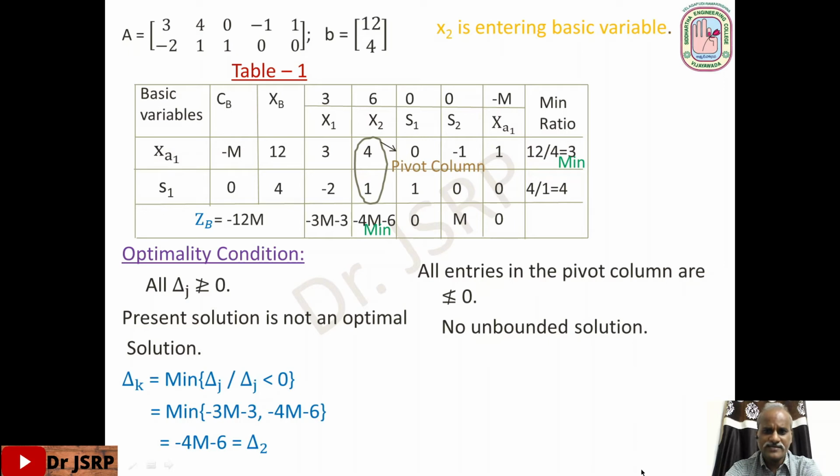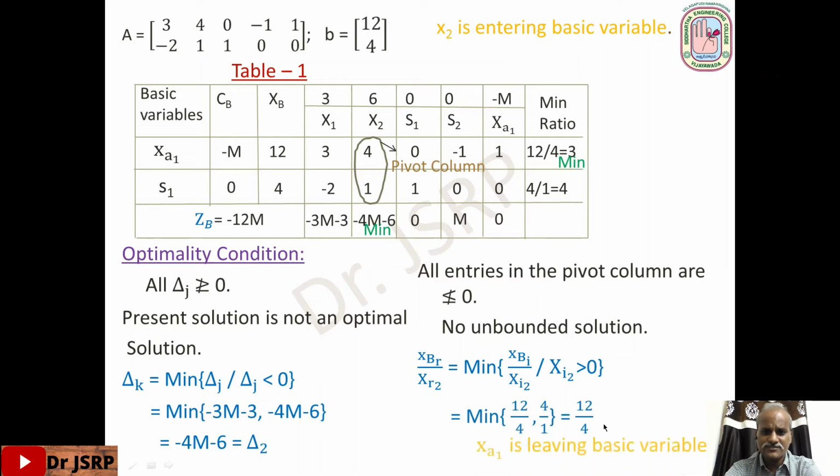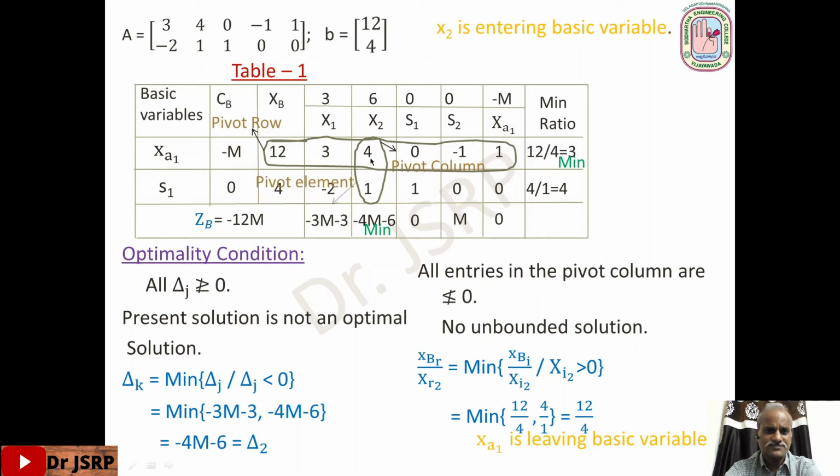Okay. Write in mathematical formula xbr by xrk, k means entering variable suffix, that is 2, equal to minimum of xbi by xi2 such that xi2 greater than 0. So take these two ratios. Minimum is 12 by 4. So xa1 is leaving basic variable. Circle this row. This is pivot row, and this is pivot element. Okay. Right. So in the next table, xa1 is replaced by x2 and s1 remains same.